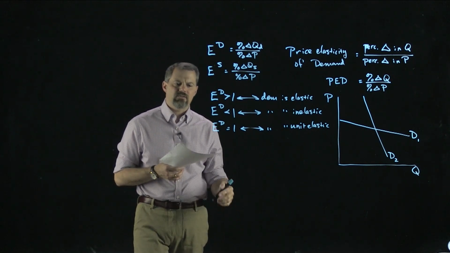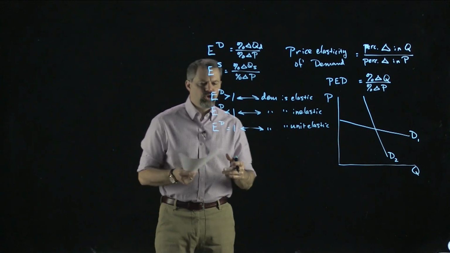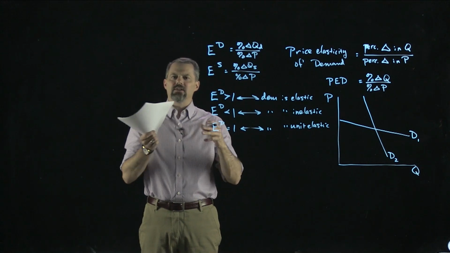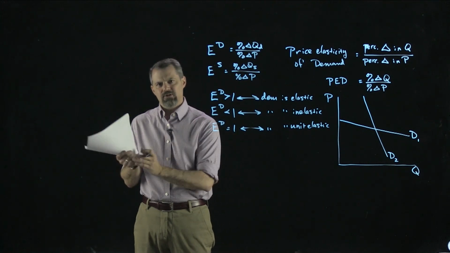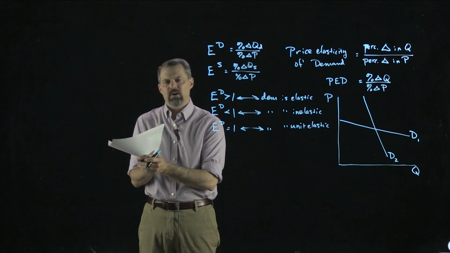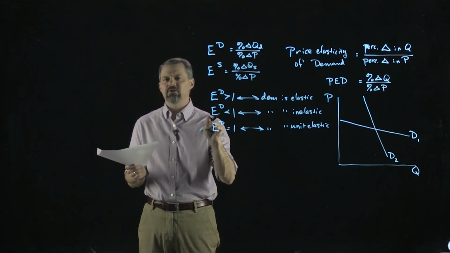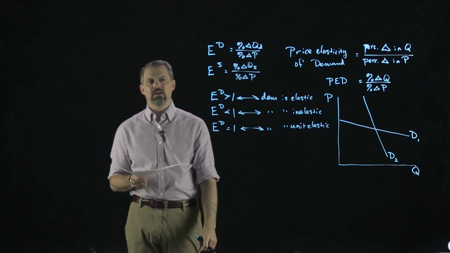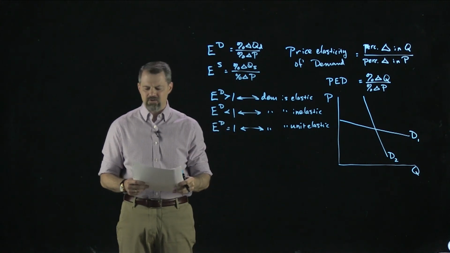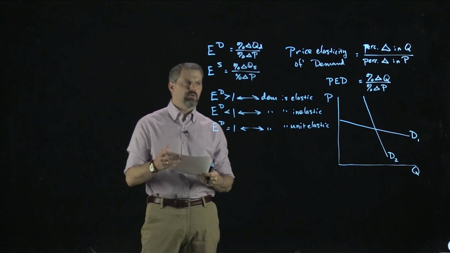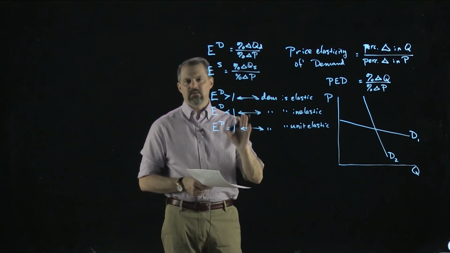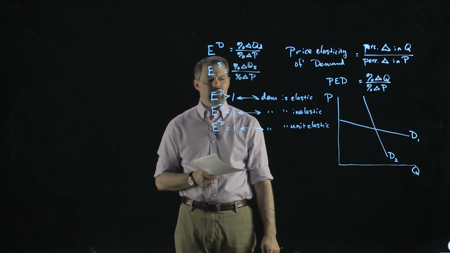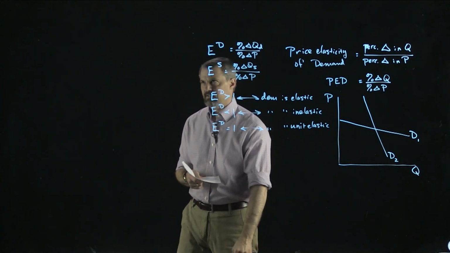So if we think about goods that consume a big share of your budget versus goods that consume a very small share of your budget, you tend to pay more attention to the prices when the good consumes a large share of your budget. So again, if you want more discussion on that, go back to my YouTube video for the principles level elasticity.